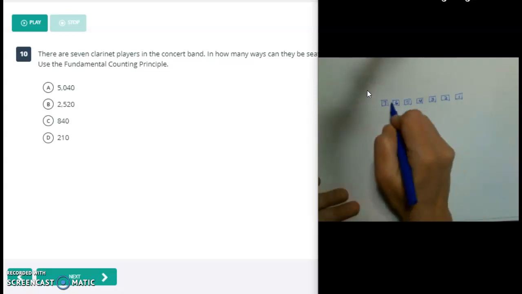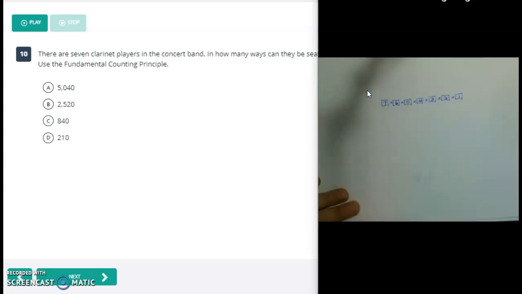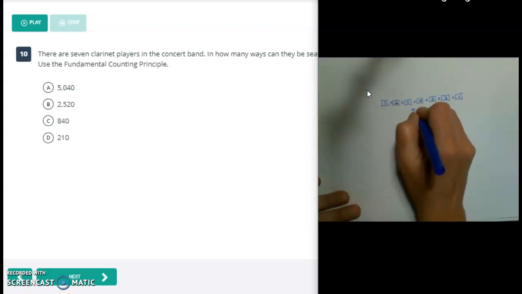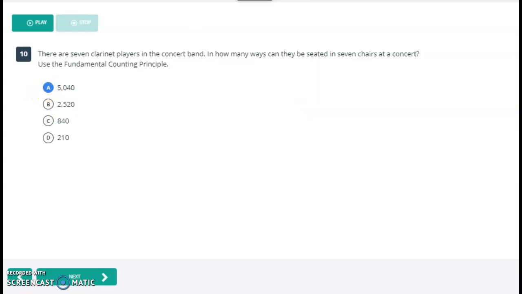If I multiply all of these together, my fundamental counting principle says that I can multiply the number of outcomes possible for each event, then I will get my answer. And I get 5,040, which is correct.